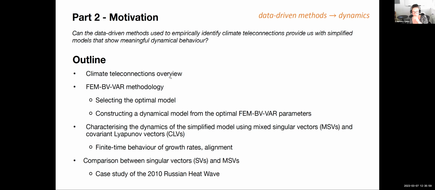So the outline here is, I'll go through a bit of a climate teleconnections overview. I'll introduce the methodology that we use and why we've used that. Then I'll look at a couple of examples where we've actually looked at the dynamics using these mixed singular vectors, which are just an even shorter time version of our CLVs. And then compare the singular vectors and mixed singular vectors, and what you're losing if you use one and don't use the other, and vice versa.